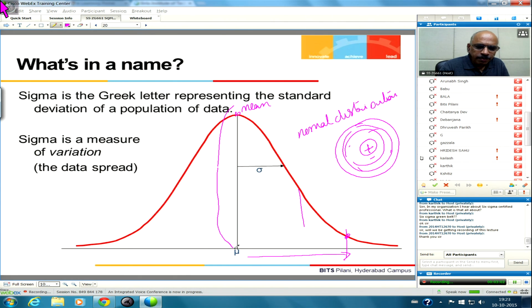Most of the outcomes are around the mean, right? As we move away from the mean, the probability of occurrence of these is very, very low. So this is 1 sigma.